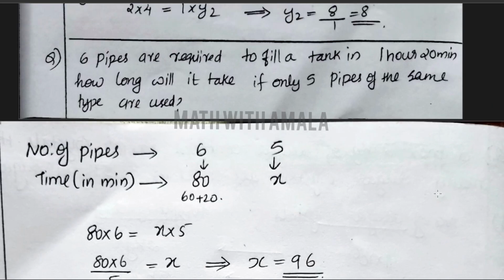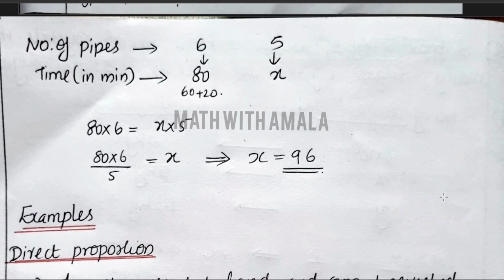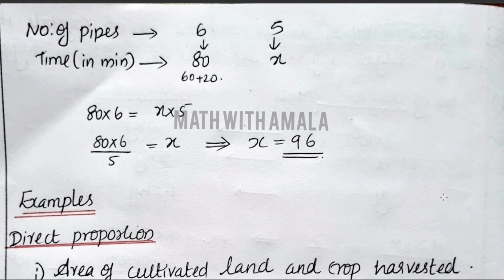Next question. 6 pipes are required to fill a tank in 1 hour 20 minutes. How long will it take if only 5 pipes of the same type are used? So the number of pipes are 6 and 5 and the time taken is 80 and x. That 80 is in terms of minutes; you can say 1 hour and 20 minutes, in total it is 80 minutes. 80 into 6 equal to x into 5. 80 into 6 by 5 is equal to x, and x equal to 96.